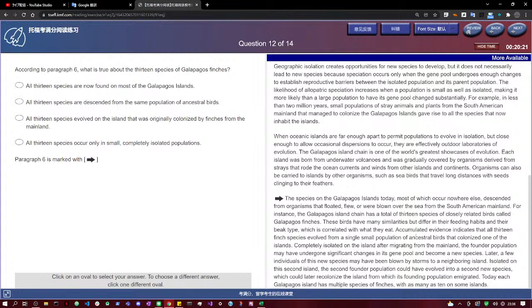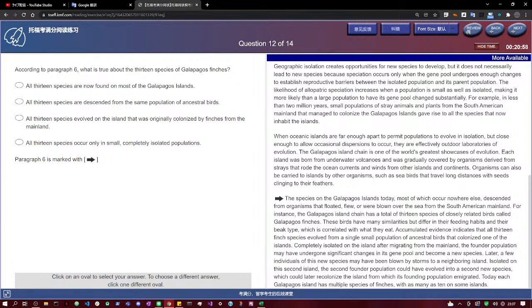Completely isolated on an island after migrating from the mainland, the population may have undergone a change in its gene pool and become a new species later. A few individuals of the new species may have been blown by a storm to a neighboring island. Isolated on this second island, the second founder population could have evolved into a second new species, which could later recolonize the island from which its founding population immigrated.